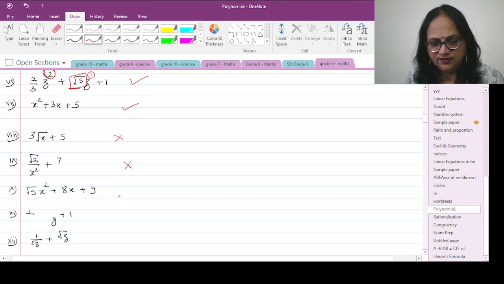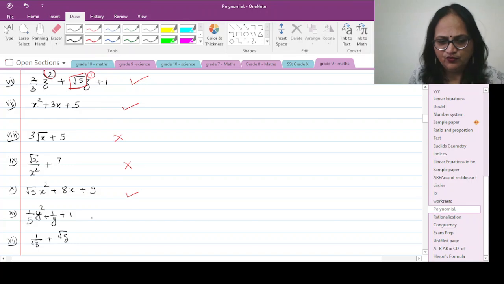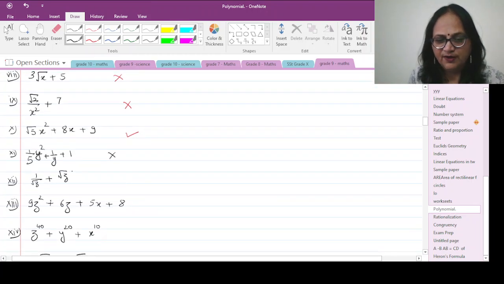10th one is a polynomial. 11th one, 1 upon 5 y square plus 1 upon y. So it is not a polynomial. 1 upon y, it will go up, so the power will be negative. It is not a polynomial.